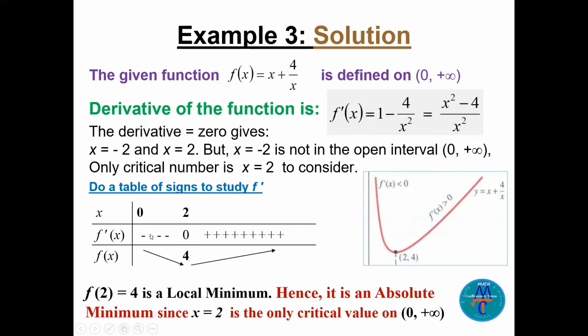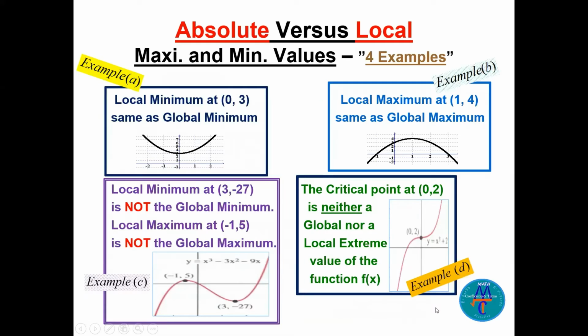So f prime here, negative. You see f prime negative from 0 to 2. So f decreasing, f prime positive, so f increasing. So there is a local minimum, and it's also an absolute minimum at x equals 2. Put 2 in the function, so f of 2 is equal to 4, because this is 2 plus 4 over 2. So it will be 4. So 4 is the local minimum and the absolute minimum in this interval from 0 to infinity.